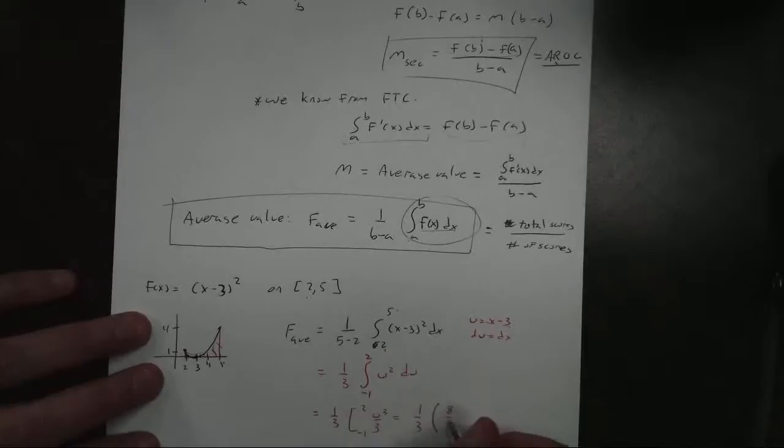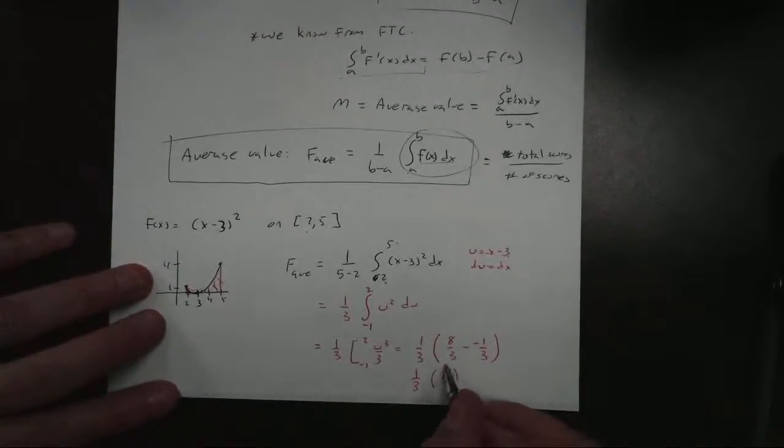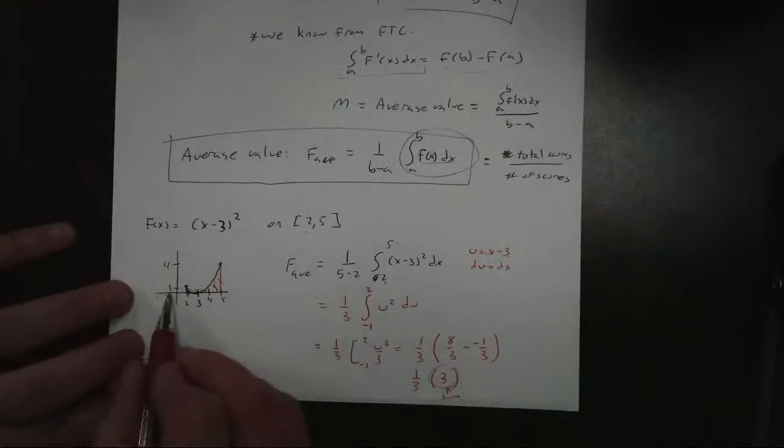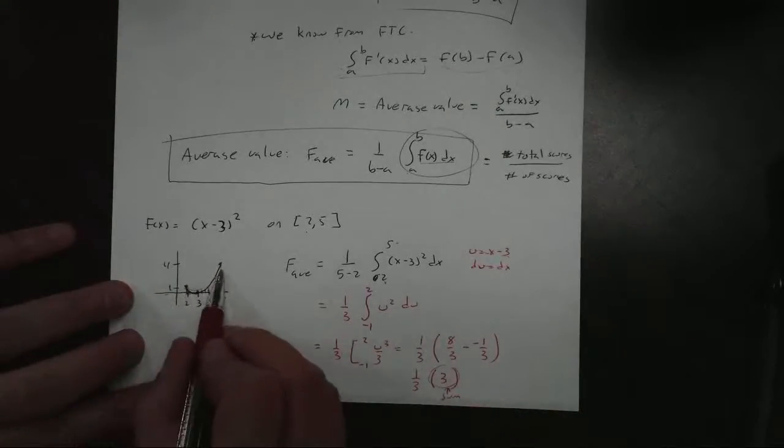This becomes 8 over 3 minus a negative 1/3. And what do I get? This becomes 9/3, or 3. So, what is this right here? Well, this is the sum of all my scores. That's the area, the sum of all my scores. That's the area under my curve.